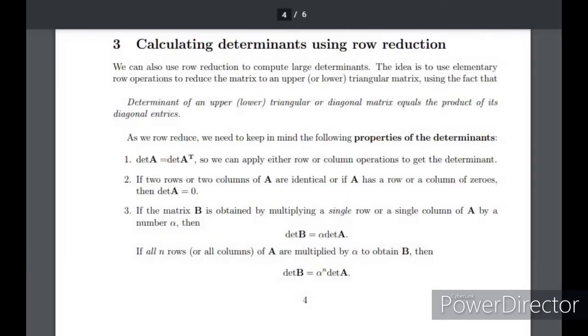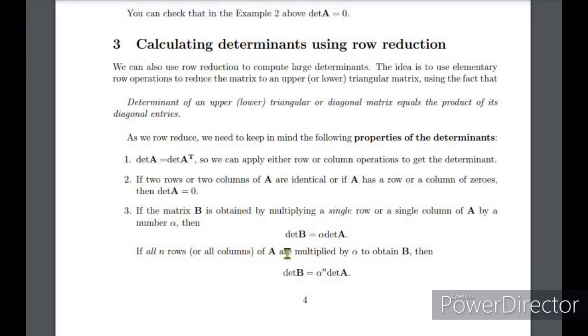So now you know about the lower and upper triangular or diagonal matrix. It is stated here that their determinant is equal to the product of its diagonal entries, or diagonal elements. Here we will first reduce a matrix to an upper, lower, or diagonal matrix, then just get the product of the diagonal entries to get the determinant. These properties we have discussed earlier.